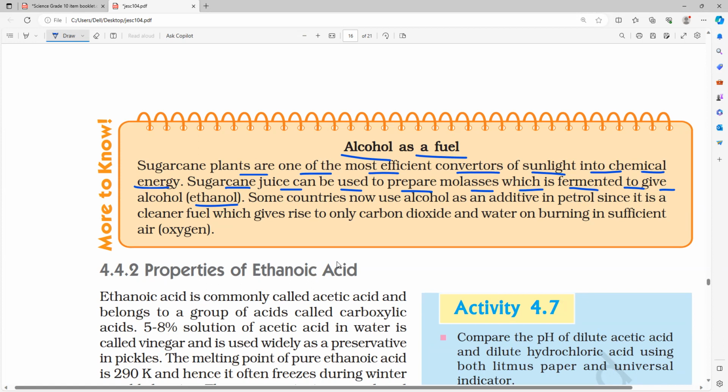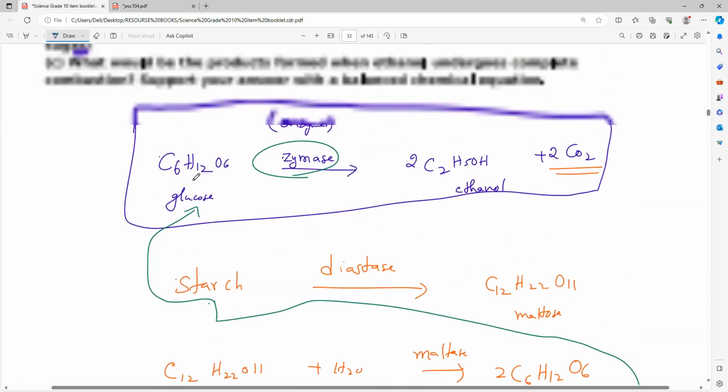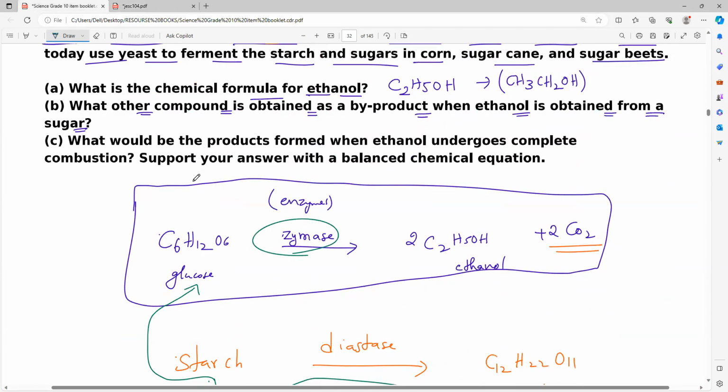Sugarcane juice can be used to prepare molasses. Please all of you write that. Sugar basically contains C12H22O11, which we call maltose. Remember that. C12H22O11 is maltose. When it reacts with water, we get glucose. That glucose undergoes a chemical reaction in the presence of zymase and is converted into ethanol plus carbon dioxide. I hope you all understand. Anybody having any doubt, you can ask me. Very, very important one.